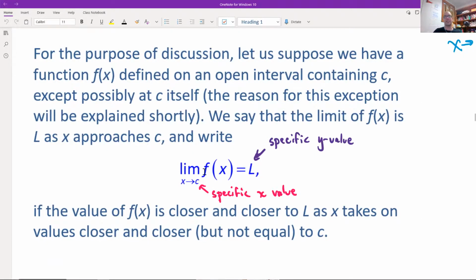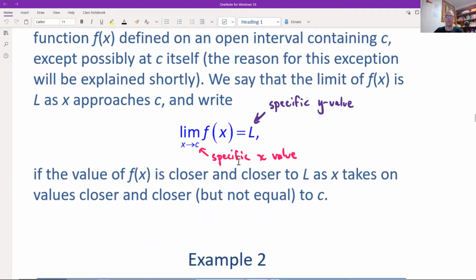And actually, since this is not notated from the right or from the left, the intuition that you'd want to be thinking about is that we would be approaching this c value, which is an x value, from both directions along the curve. And as we approach c in the x direction, hopefully we would be approaching the value L in the y direction.